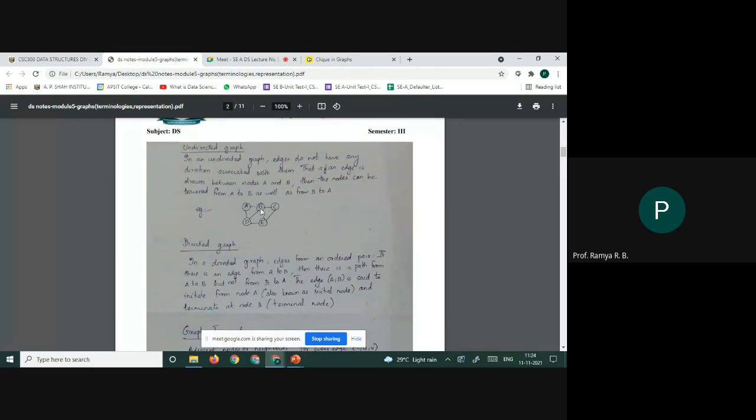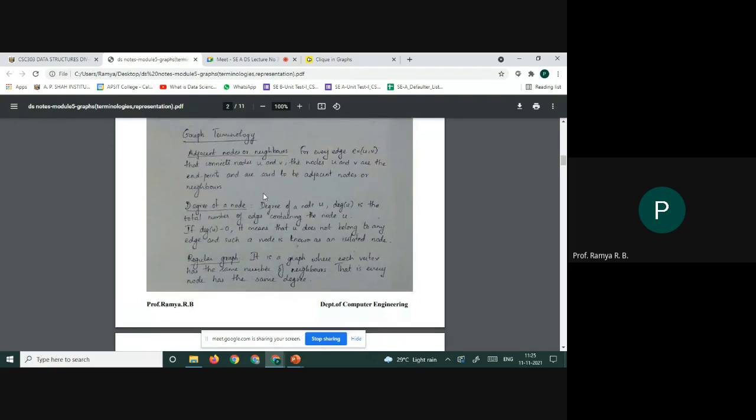Out degree means we are counting the number of outgoing edges, and in degree means we are counting the number of incoming edges. So how can you define the degree? Degree of a node U, denoted by degree of U, is the total number of edges containing the node U. You can change the definition based on whether you are explaining in degree or out degree. If a node has degree 0, it means there is no incoming or outgoing edge from that node. Basically, that node is an isolated node.